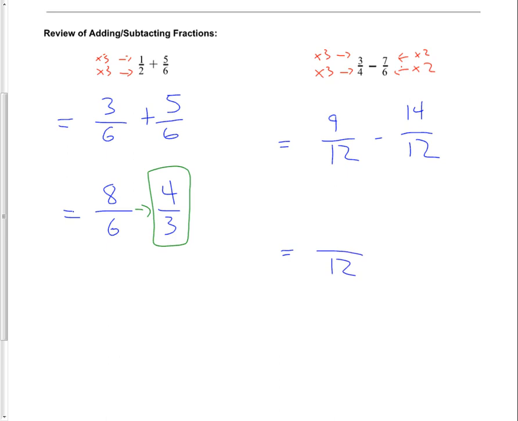I know that 9 minus 14 is going to give me negative 5. So negative 5 is my top number. I cannot divide negative 5 and 12 by any common number other than 1. So that is written as a fraction in lowest terms.